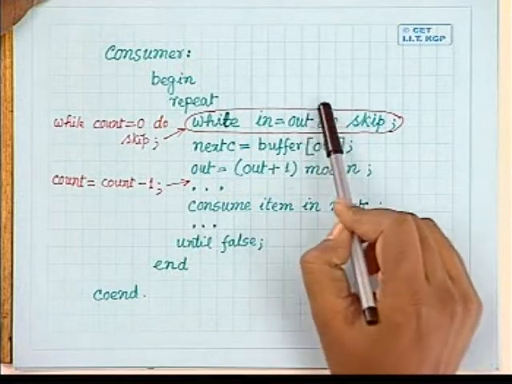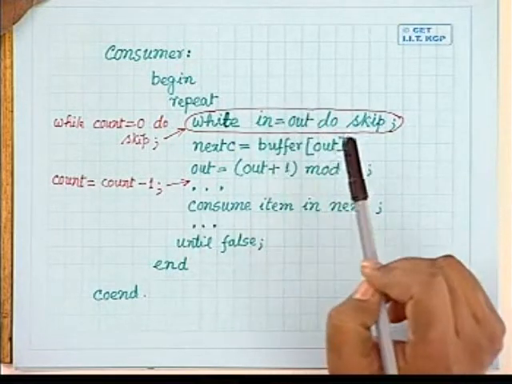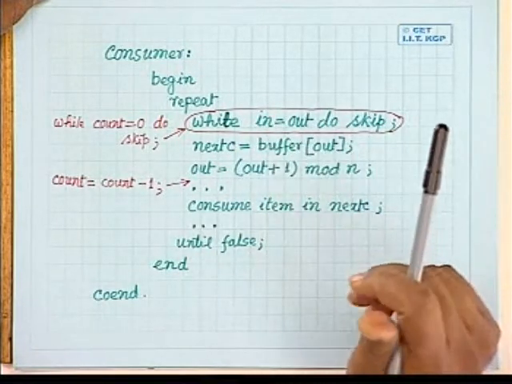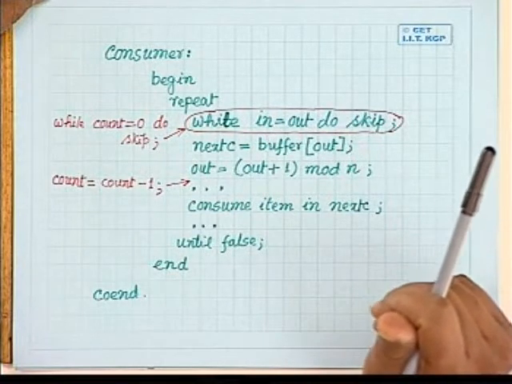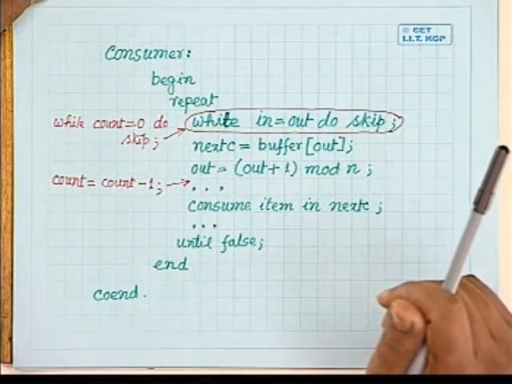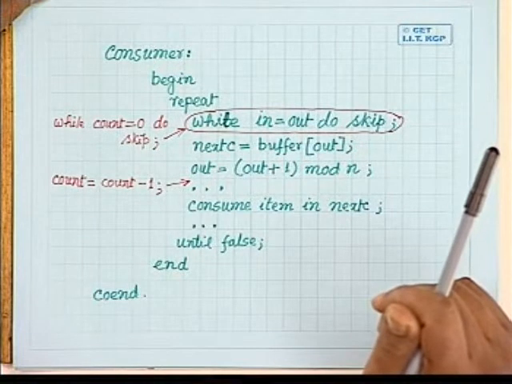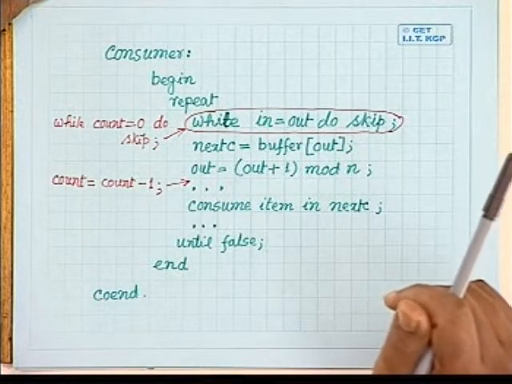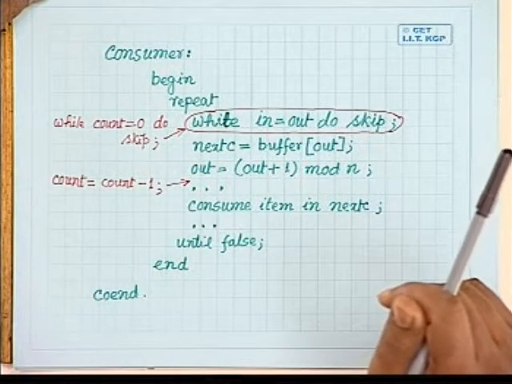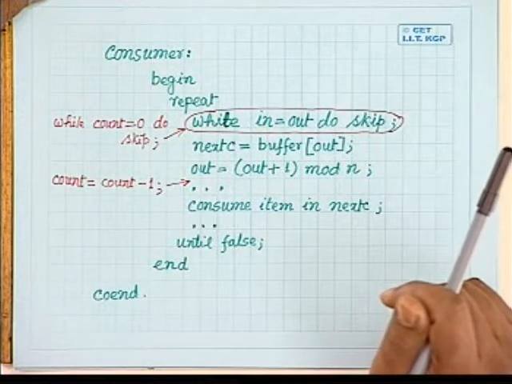There we pointed out the problem that if we use in and out pointers to check the buffer full or buffer empty condition, at least one of the locations in the buffer pool must be empty. That means if we have a buffer of size n, at most we can put n minus 1 elements into the buffer.